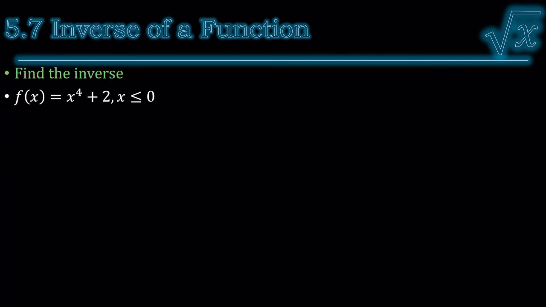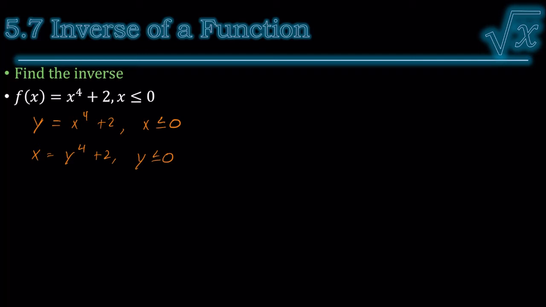All right, let's find the inverse of this function. Oh, wait, I have f of x. But remember, f of x is the same thing as y, so I could write it like that. All right, to find the inverse, y's become x's and x's become y's. So everywhere there is an x, make it y. Everywhere there's a y, make it an x. And then solve for y.